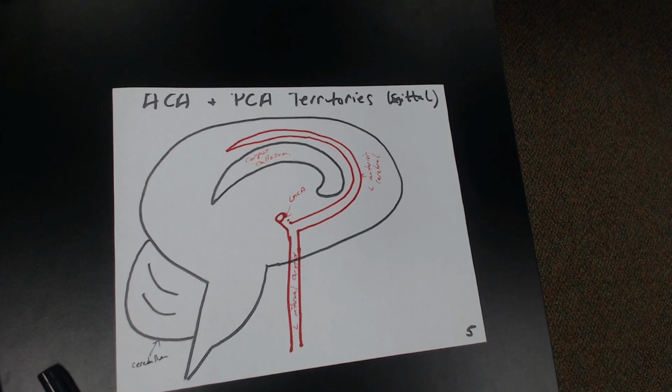Now let's see where we are. We're looking at the sagittal cut right through the middle of the brain, and now we're looking at the medial surface of the brain and what arteries are supplying which parts of the brain. Questions about that? Is that clear? Okay.